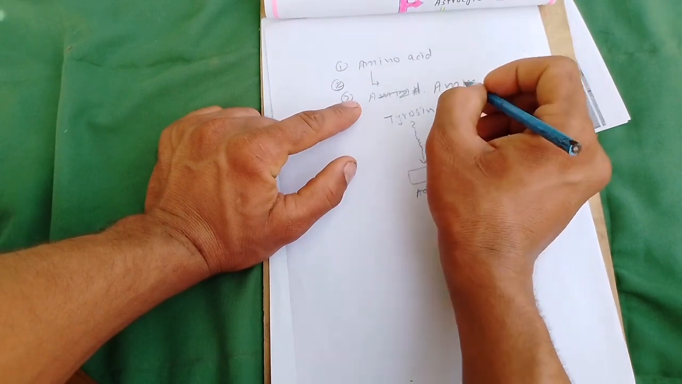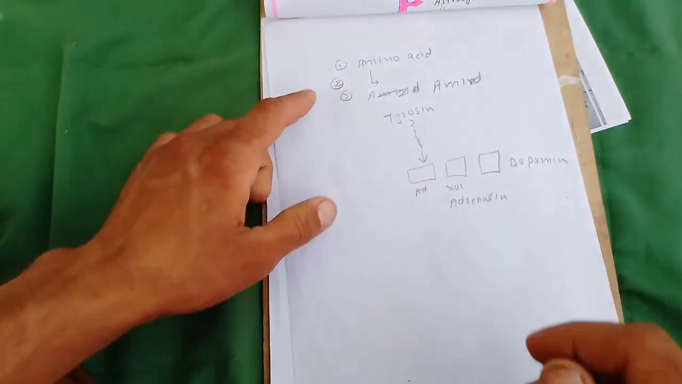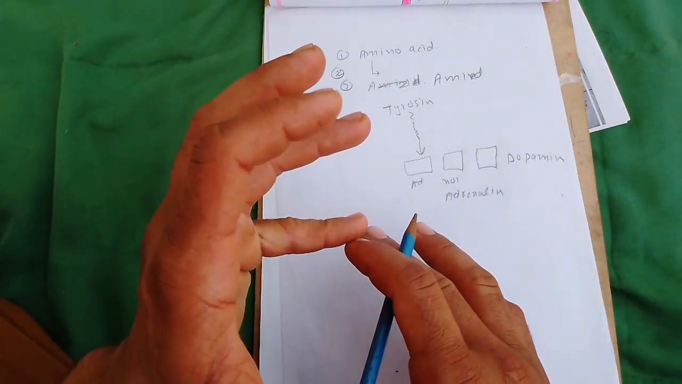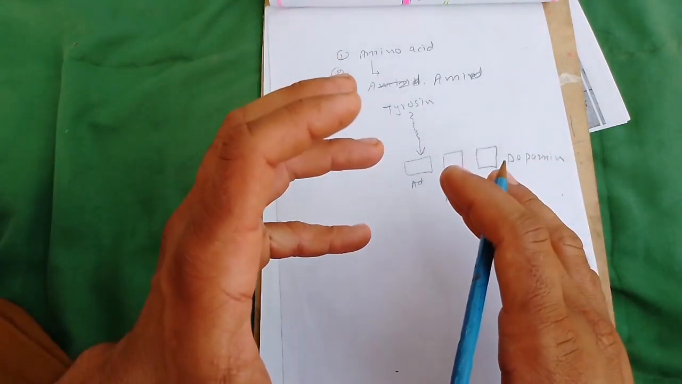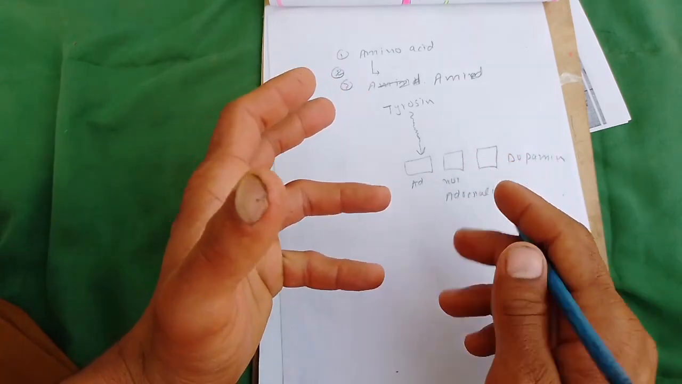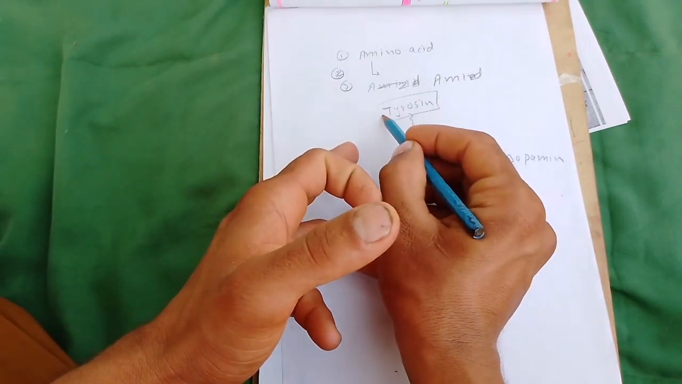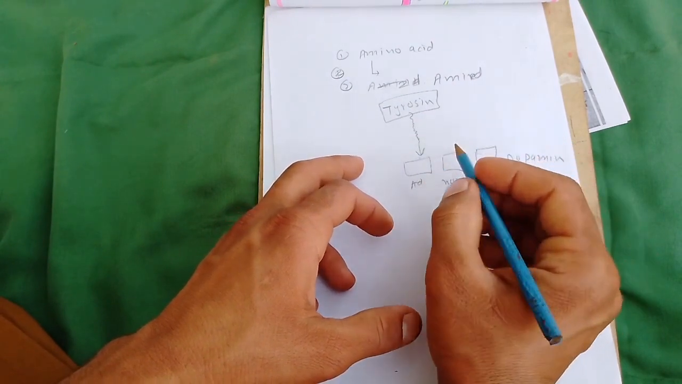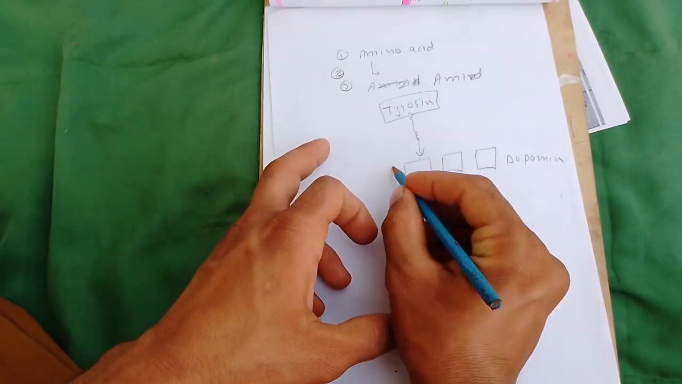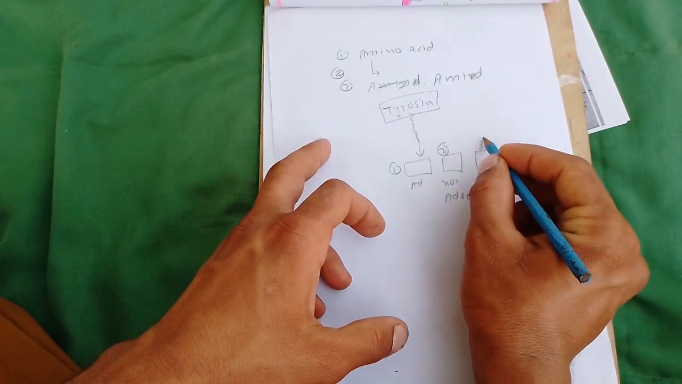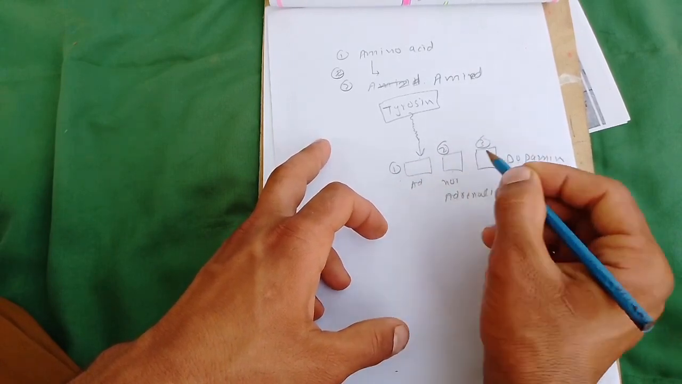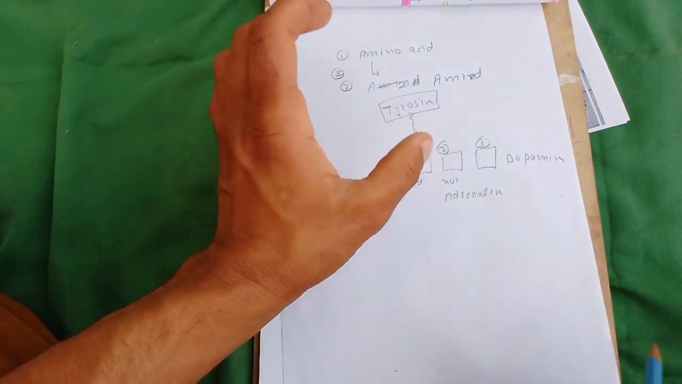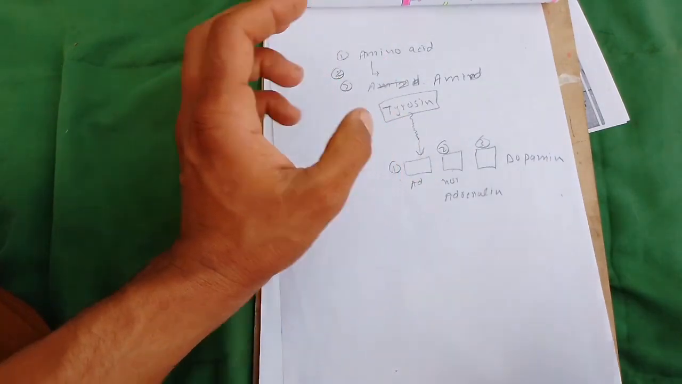So amine, or amide. What is an amide? An amide is a modified amino acid. When tyrosine, a simple amino acid, is modified by some chemical reaction, it converts into adrenaline, noradrenaline, and dopamine. So adrenaline, noradrenaline, and dopamine are the amides. So another class of neurotransmitter is the amide.